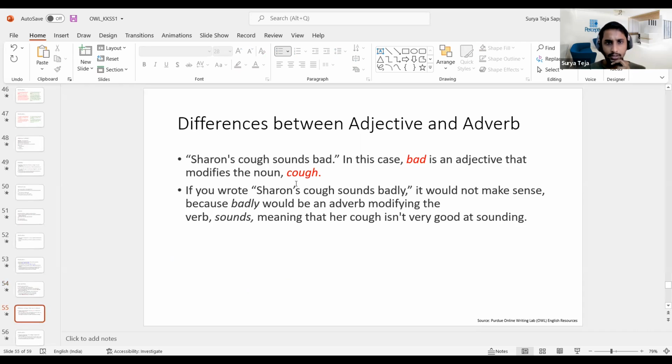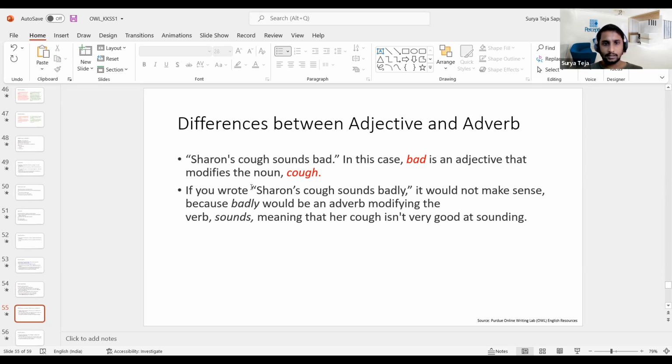We'll see the differences between the adjective and the adverb here. Look at this sentence: Sharon's cough sounds bad. Here we are actually talking about the health condition of the person. The cough is acting as the noun. When I say Sharon's cough sounds bad, I'm not necessarily talking about the music or the sound of that cough. I'm basically talking about the health condition of the person. So here bad is an adjective that is modifying the noun cough.